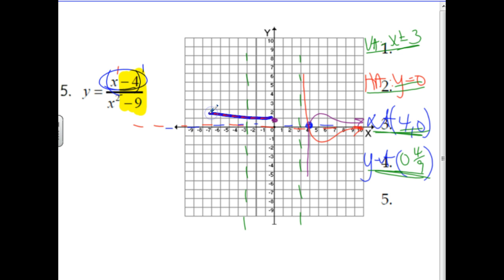I can't go left, crossing dad. I can't go right, crossing dad. The only way I can go here is swooping up and swooping towards dad. If this goes to positive infinity, I know it's going to start in negative infinity, and now I'm convinced it's the purple and not the red.